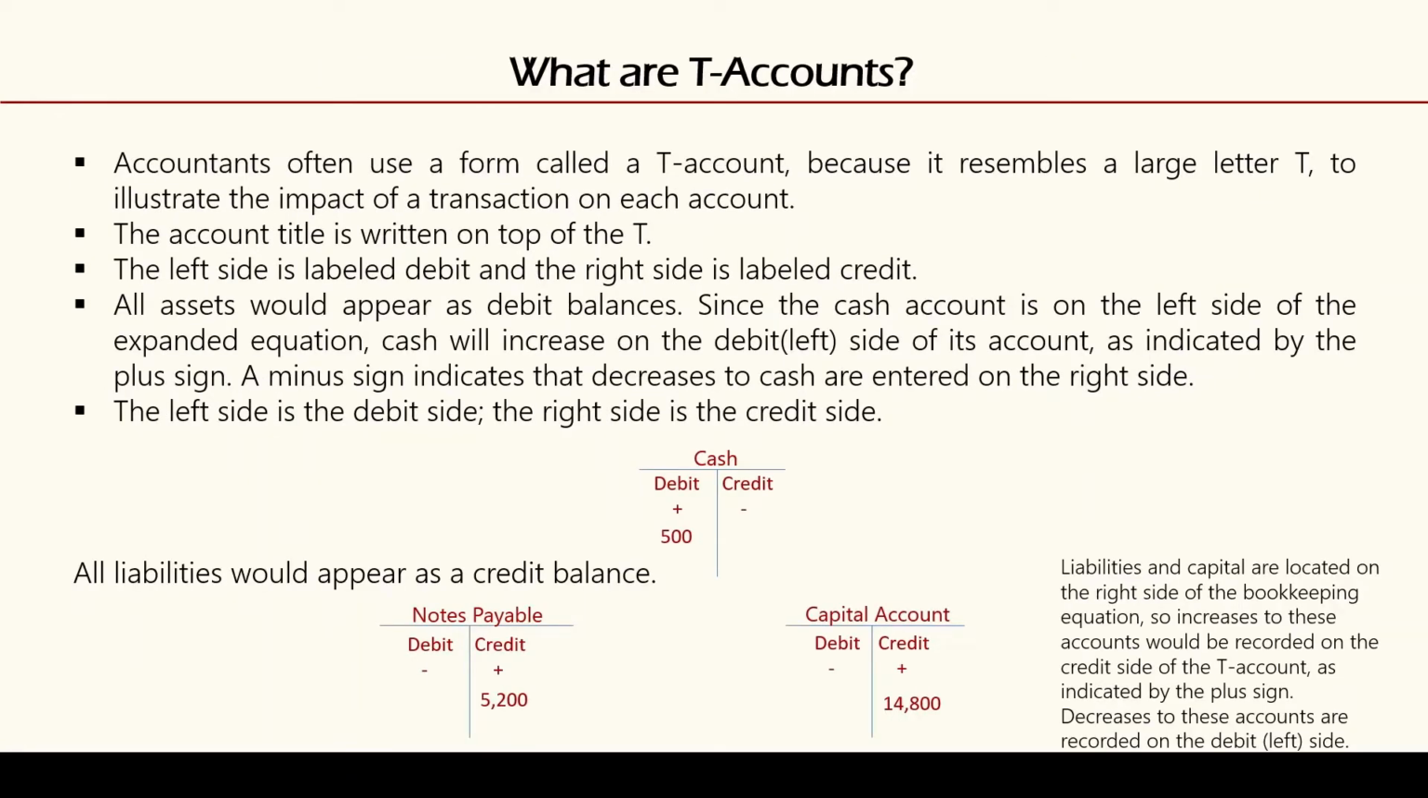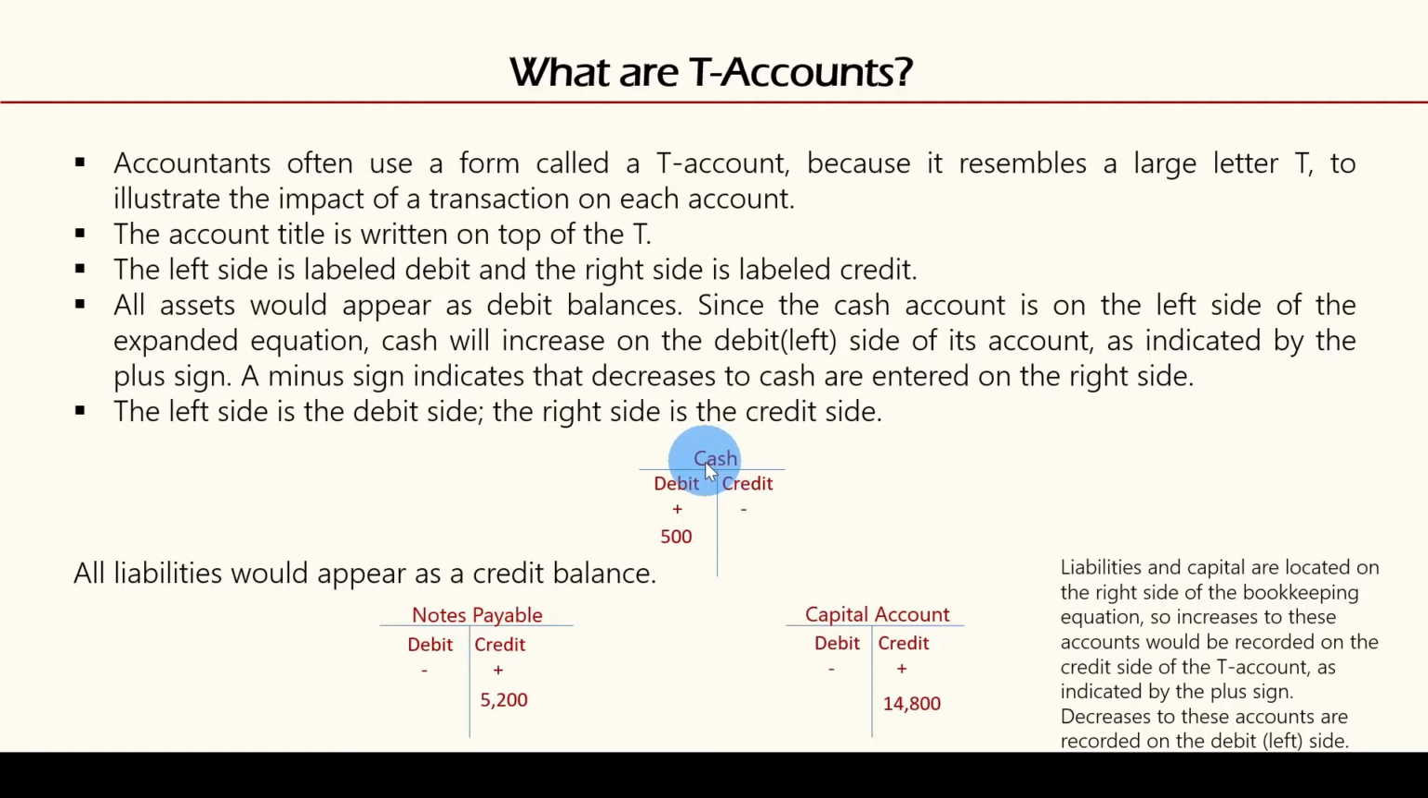What are T accounts? Accountants often use a form called a T account because it resembles a large letter T to illustrate the impact of a transaction on each account. The account title is written on top of the T. The left side is labeled debit and the right side is labeled credit, like in this example over here. The account name is right on the top, which in this case is cash.